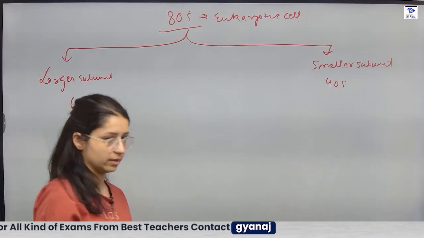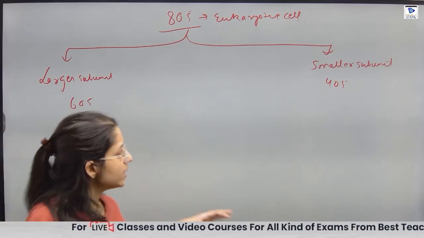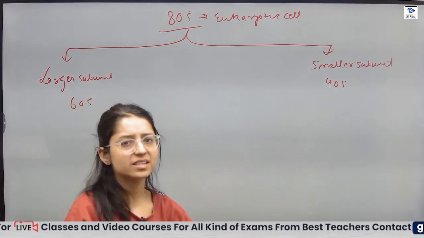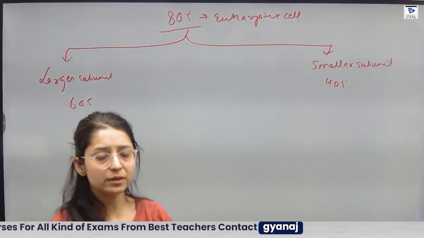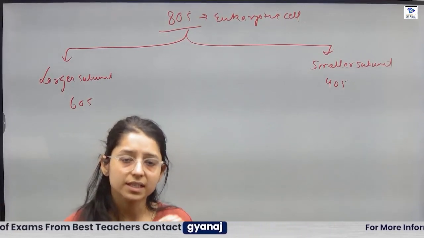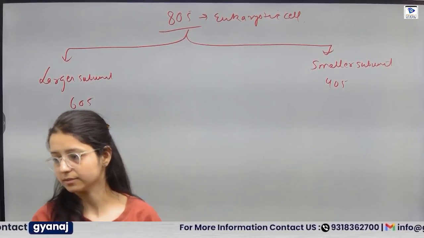Now one thing I forgot to tell: you might say that 60S and 40S make 100, so why are you writing here 80S? Remember, don't use second class maths. These ribosome units are never additive. They are not additive in nature.